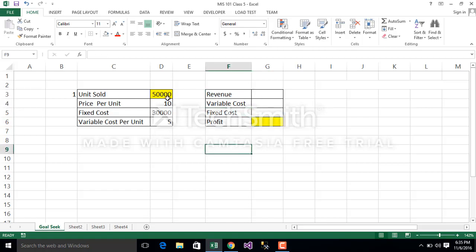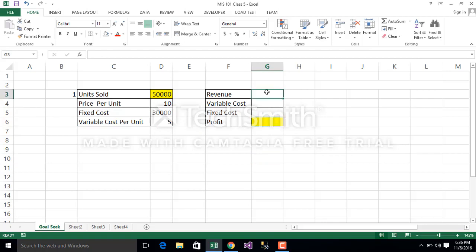So first we just think a shopkeeper sells 50,000 units of one product, the product price is 10, the fixed cost is 30,000, and the variable cost is 5 per unit. So we want to find out the profit, then we will use goal-seek.